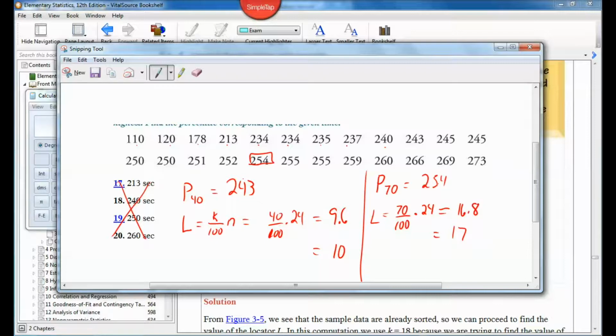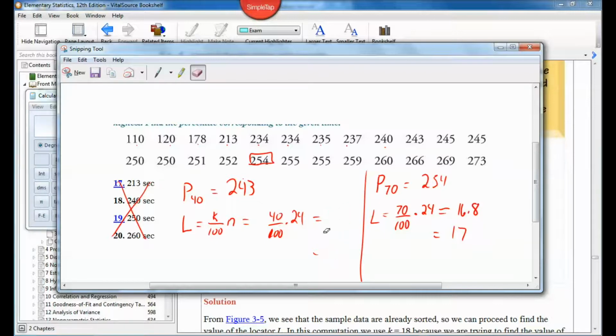What does that mean? That means 254 is the 70th percentile, or the value that separates the top 30% from the bottom 70%. So if you score in the 70th percentile, then that should be pretty good, because you're right there at the top 30%. It should be acceptable if you're talking about grades or something like that. Let's see if we can do one more, maybe one that will come out with a whole number.